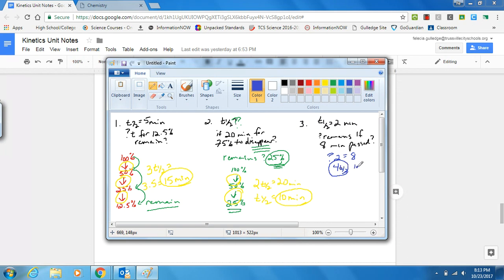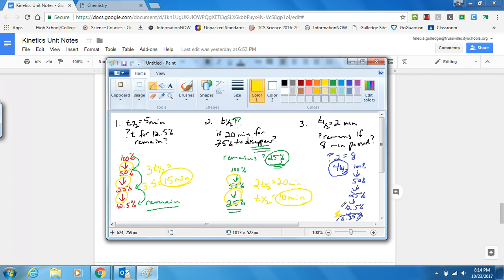So I have to figure out what percentage remains after 4 half-lives take place. So I have 100% to start off with. 1 half-life would be 50%. 2 half-lives would be 25%. 3 half-lives would be 12.5%. And 4 half-lives would be half of 12.5, which would be 6.25%. So this, again, is the amount that remains.